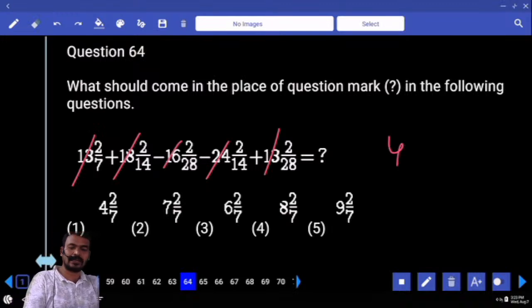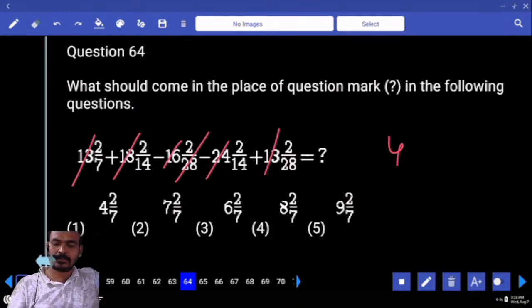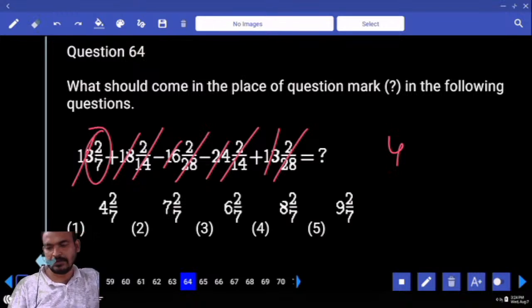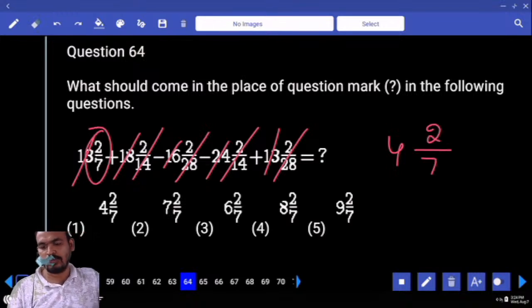Next 18 plus 2, 20 minus 16, 4. Next after that fractions are adding. First minus 2 by 28 plus 2 by 28 cancel. Plus 2 by 14 minus 2 by 14 cancel. What is the remaining? 2 by 7. What is the answer? 4 2 by 7.